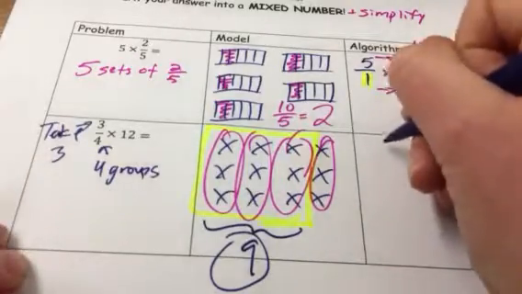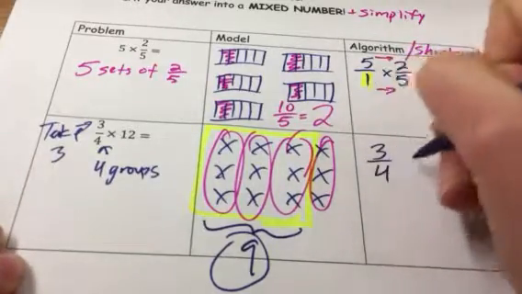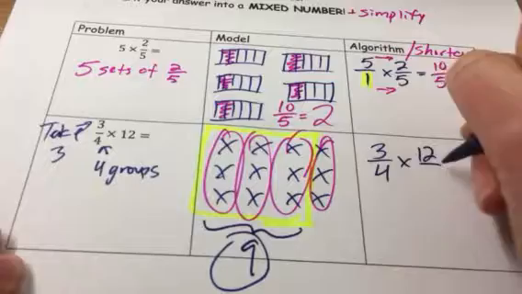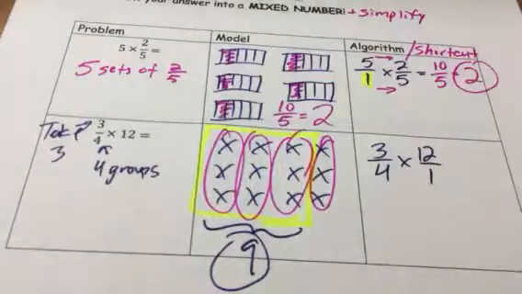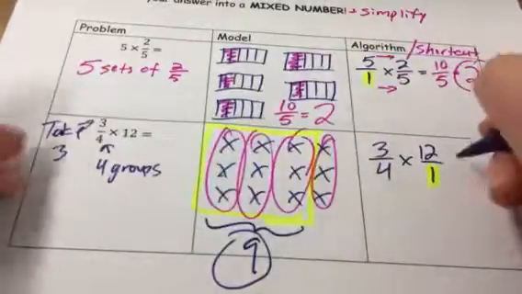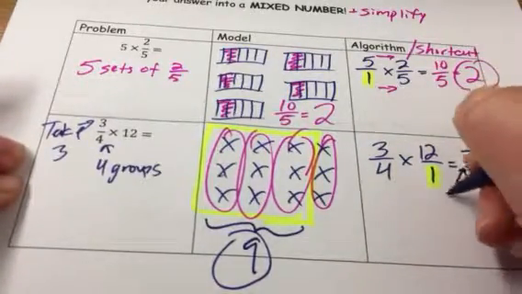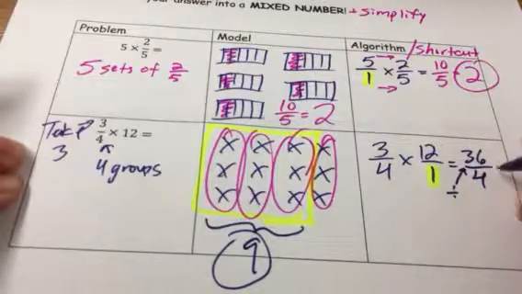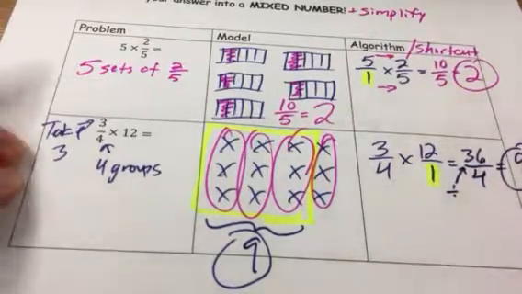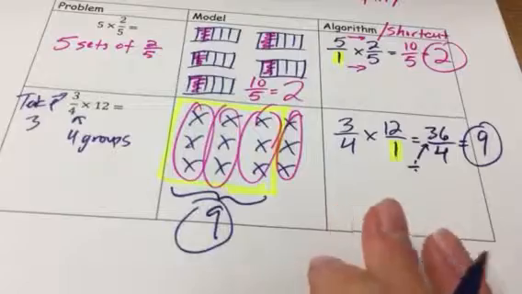Let's make sure this algorithm works with a shortcut. So we have 3/4 times 12 over 1, because that's still equal to just 12. I'm going to multiply straight across, and I get 36 over 4. Remember, a fraction bar is a division symbol, so that's 36 divided by 4, which is 9. We got the same answer as our model.